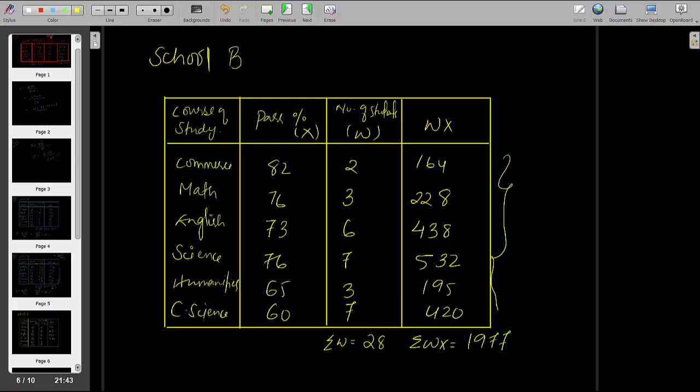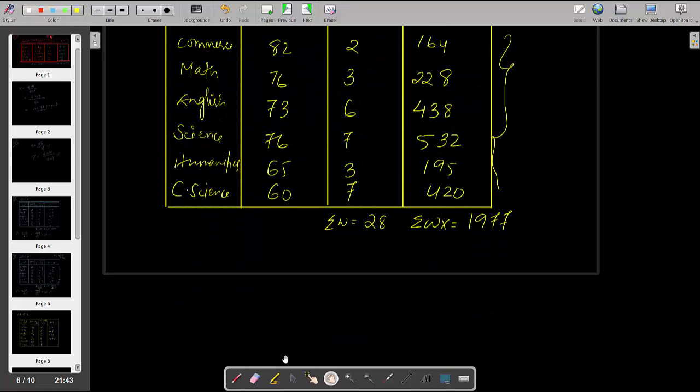Okay, let me scroll up a little. Okay, let's write down the formula. So mean is equal to sigma WX divided by sigma W. We got 1977 divided by sigma W, which is 28. So if you divide it, you will get 70.6. Okay, 70.60 or 70.61, you can say. So this much is the weighted mean.